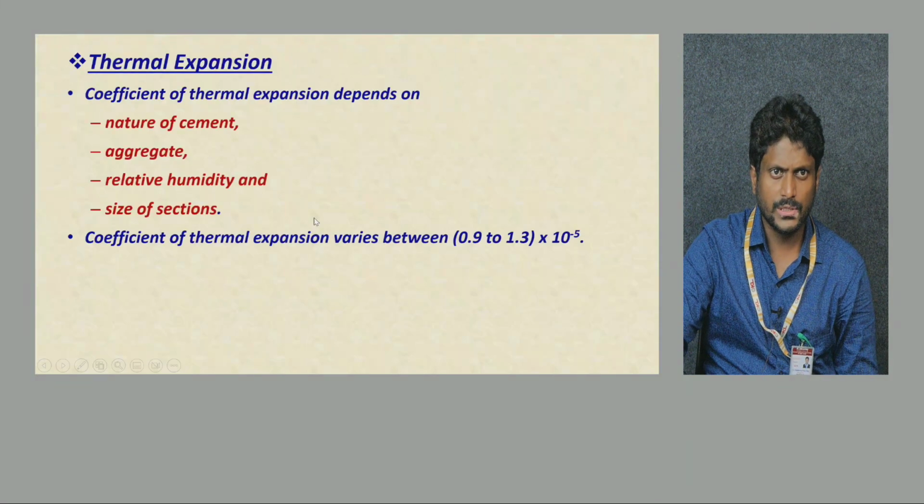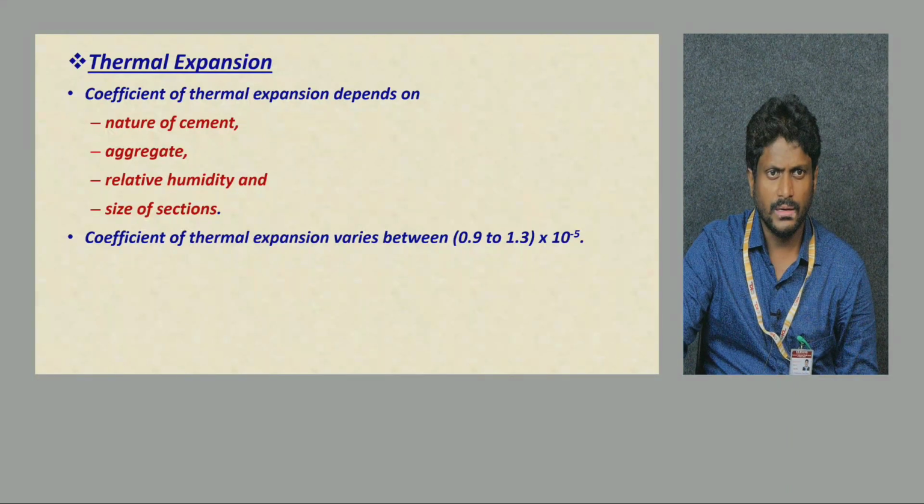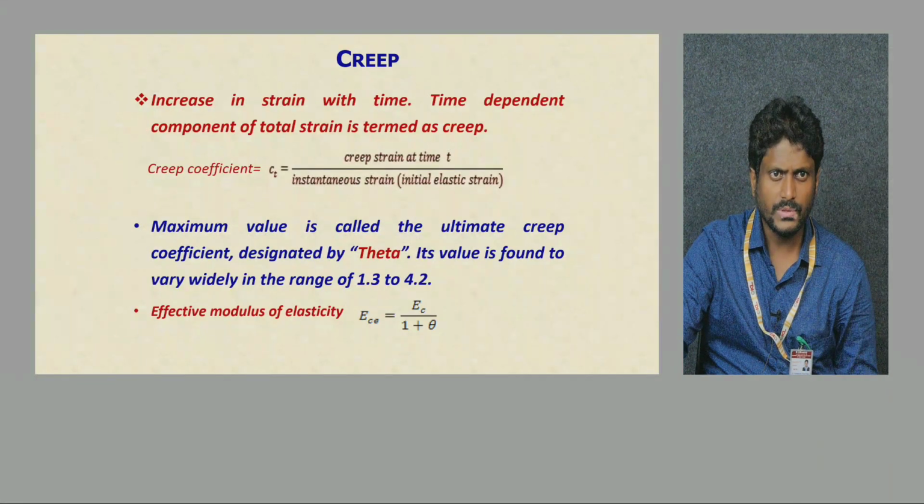Then thermal expansion. The coefficient of thermal expansion depends on the nature of cement, aggregate, relative humidity and size of sections. Coefficient of thermal expansion varies between 0.9 to 1.3. Creep: increase in strain with time. The time dependent component of total strain is termed as creep.